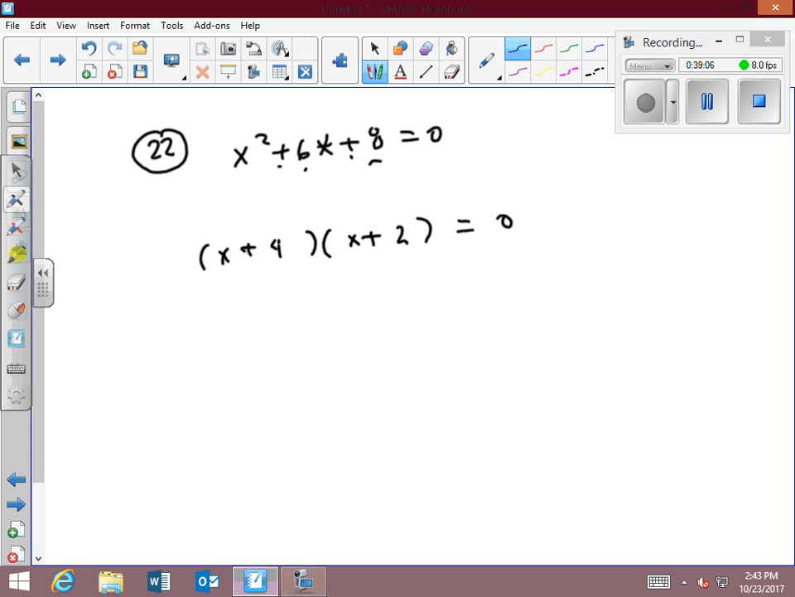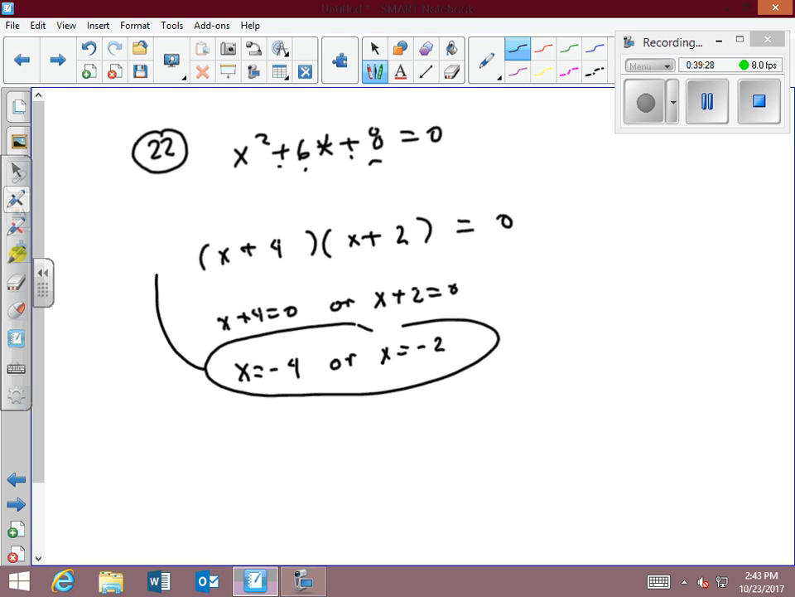You drop down to the bottom of your algorithm. It says apply the principle. So you go x plus 4 equals 0, or x plus 2 equals 0. That says x equals minus 4, or x equals minus 2. Now when you put either one of these two solutions back into this original problem, it should make it a true statement.